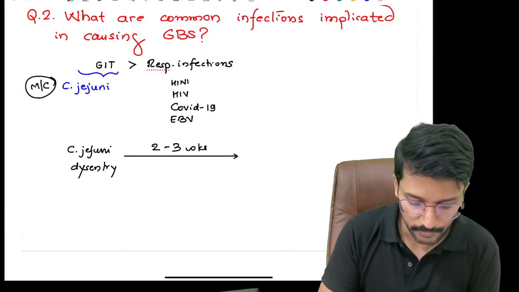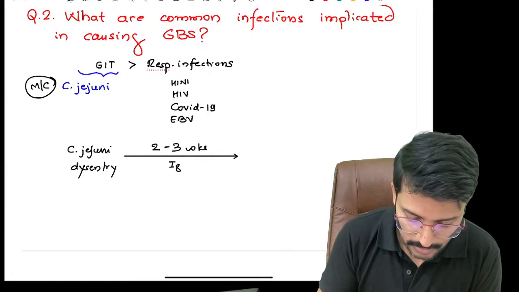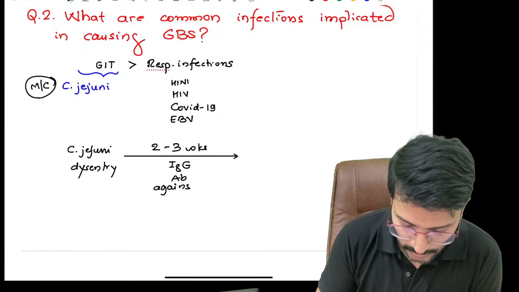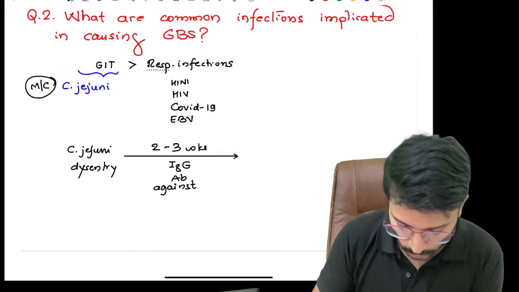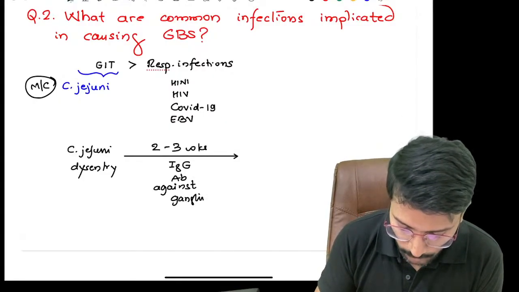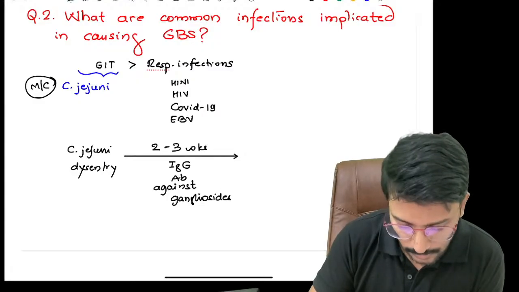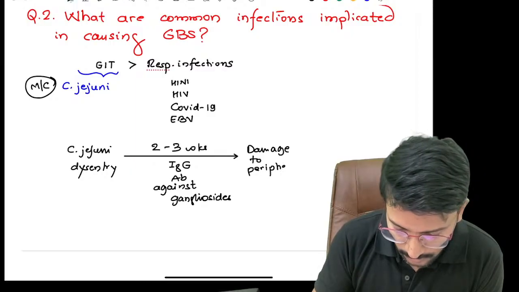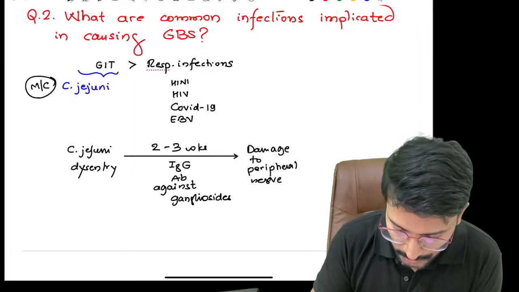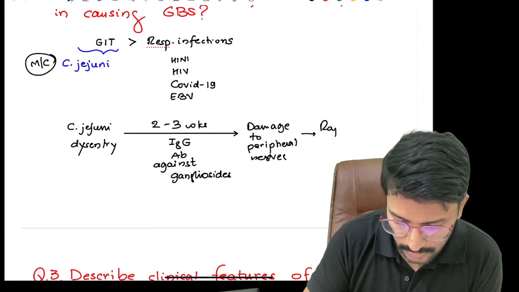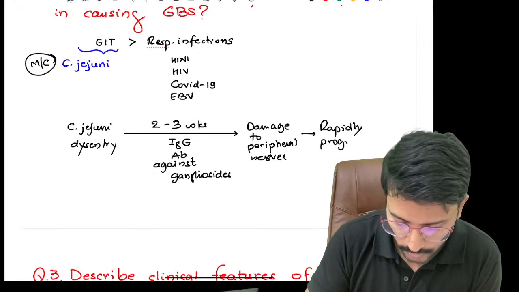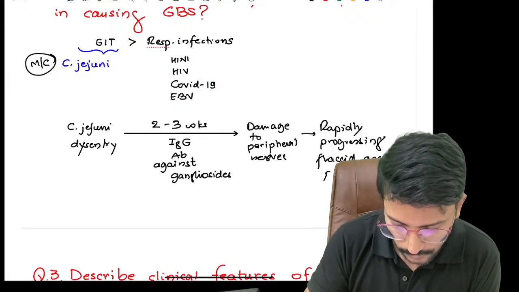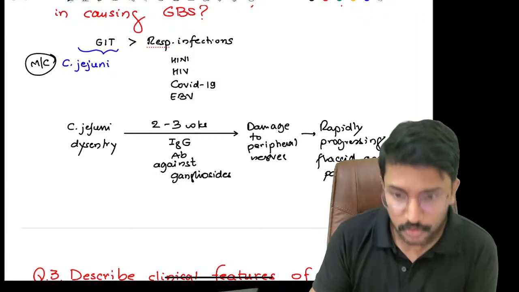So they will ask you what class of antibodies we see. The class of antibodies we see is IgG antibodies, IgG antibodies against gangliosides, which are essential components of our peripheral nerves. So these antibodies will start causing damage to peripheral nerves, and that results in the patient presenting with rapidly progressing flaccid ascending paralysis.